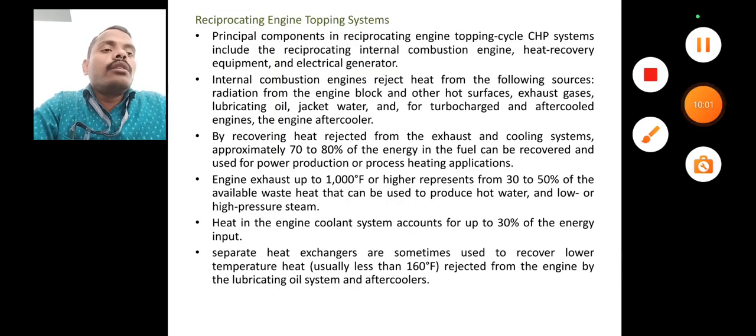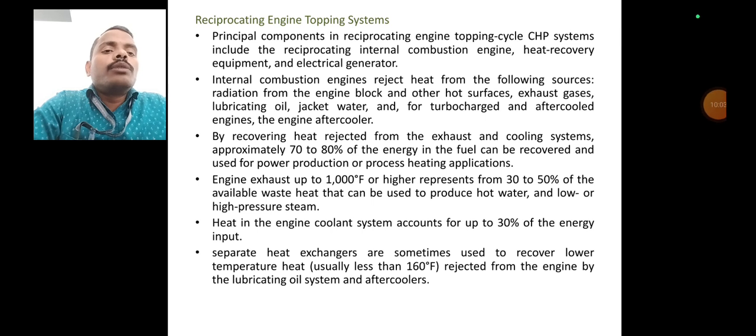Next one, the reciprocating engine topping system. By using a reciprocating engine topping system, the efficiency of the plant is increased by up to 85%.